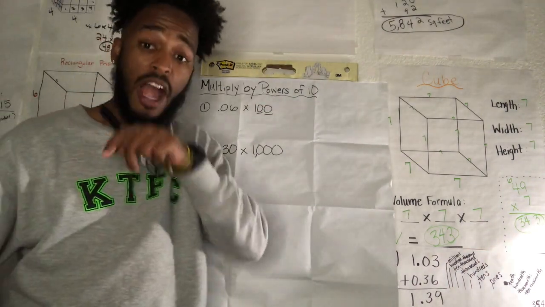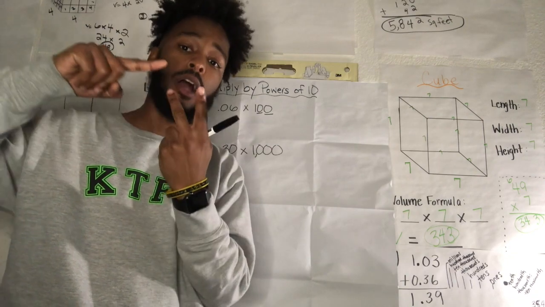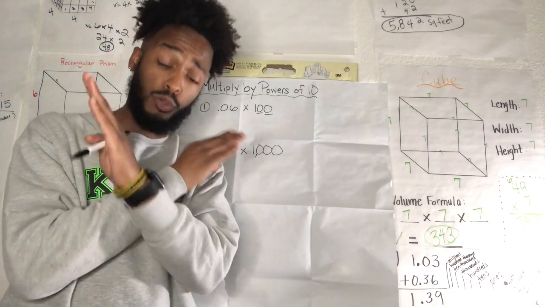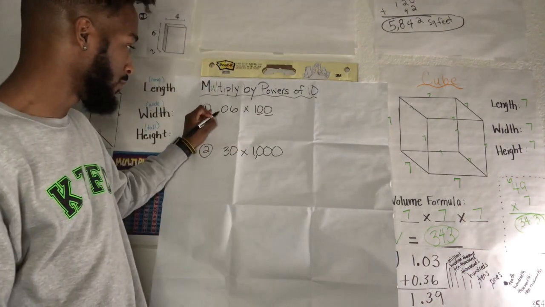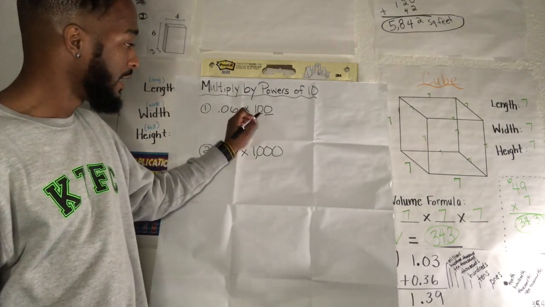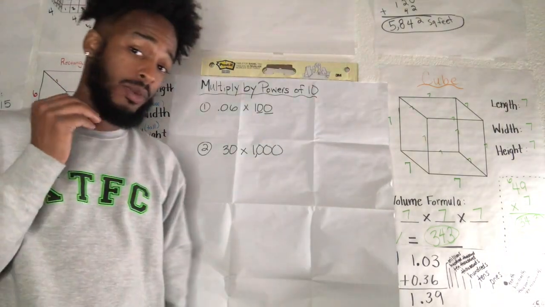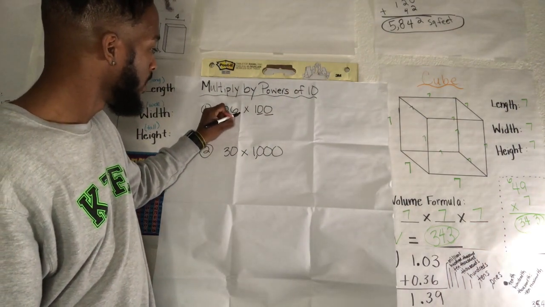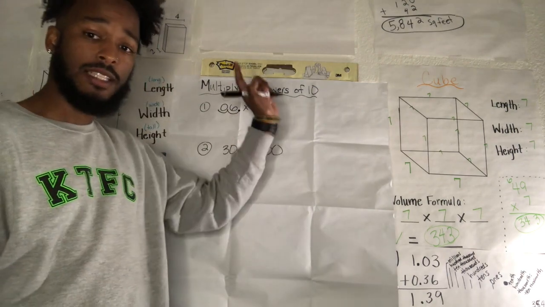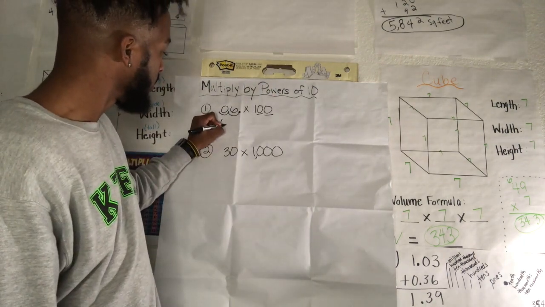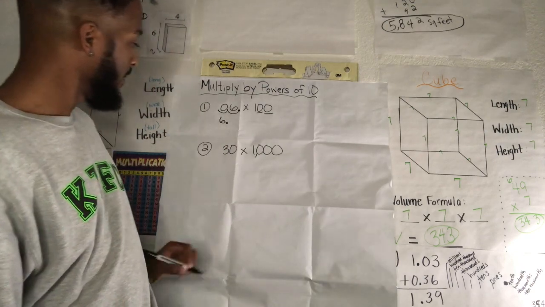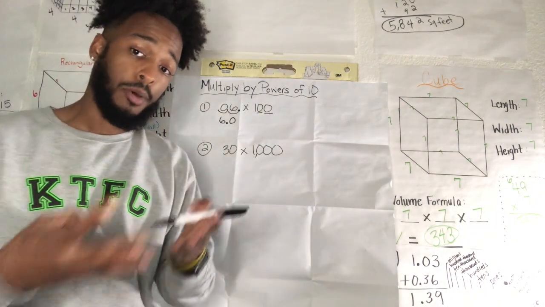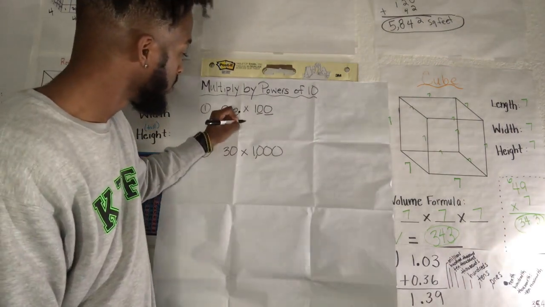So now I know I'm multiplying, and I also know that my power of 10 has 2 zeros. The rule says when I multiply, I have to move my decimal to the right however many zeros I have. You said we have 2 zeros, so you move that decimal 1, 2. Now my decimal is behind the 6. I'm going to put a 0 right there to hold my place. And as we know, 6.0 is also equal to 6.